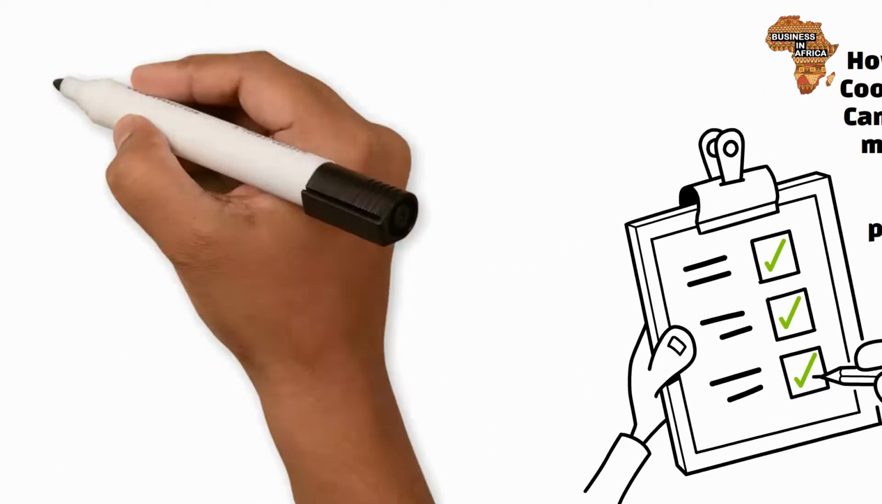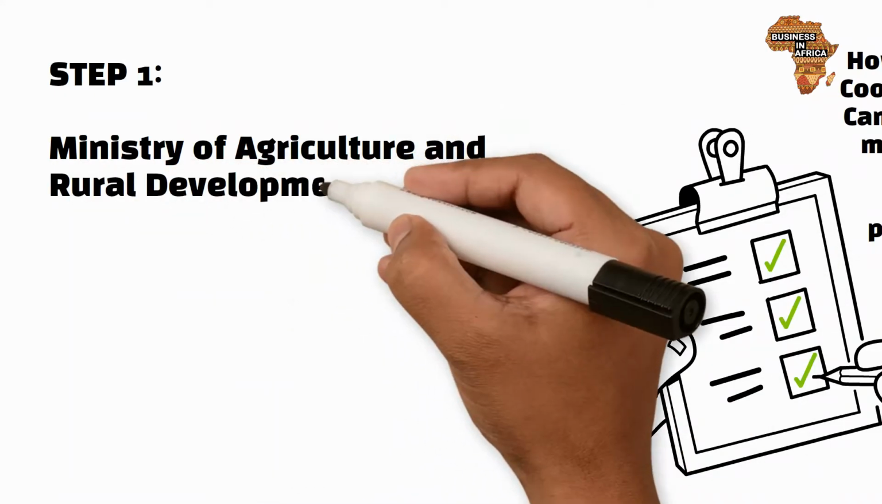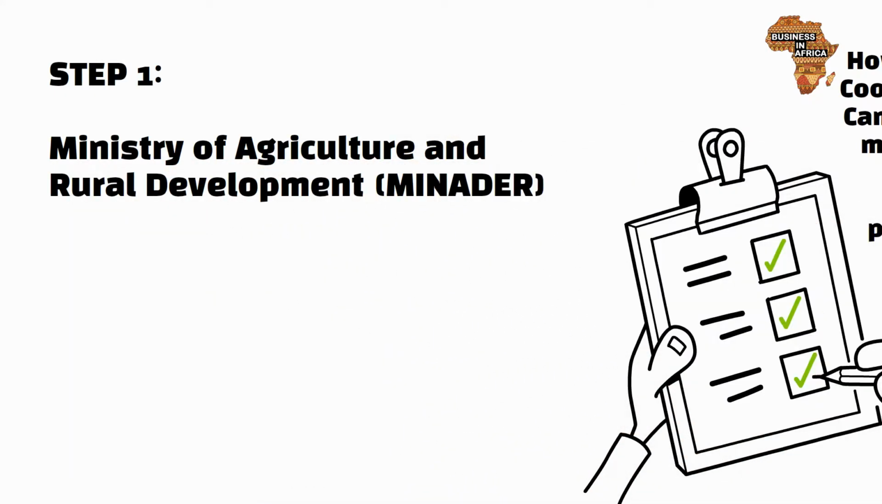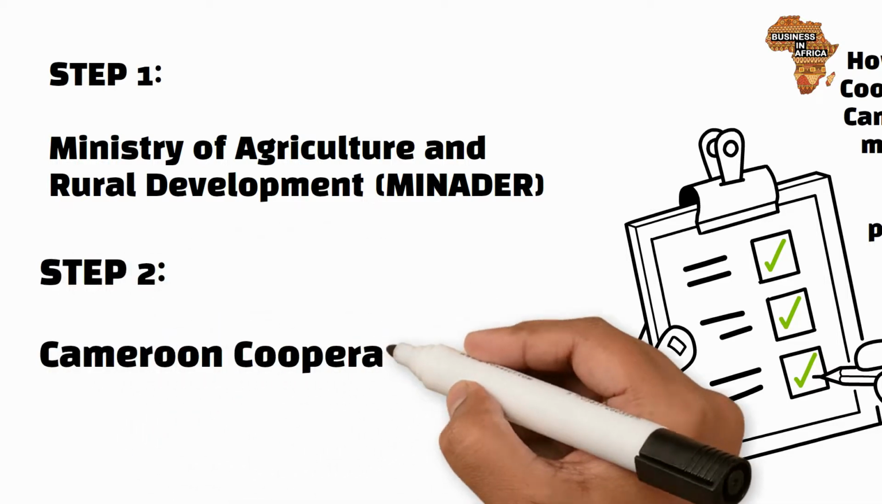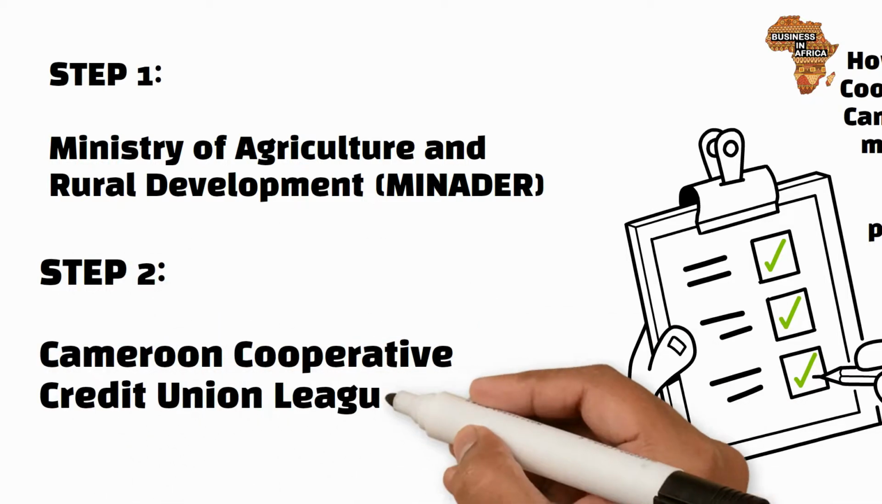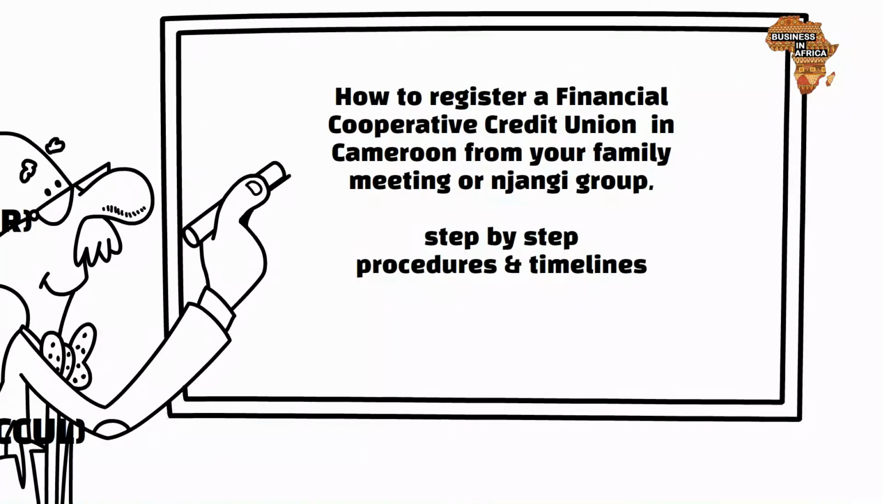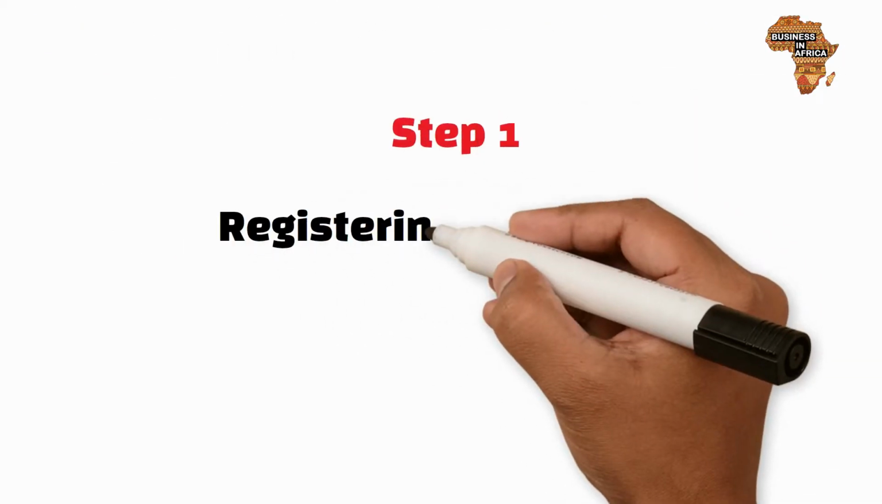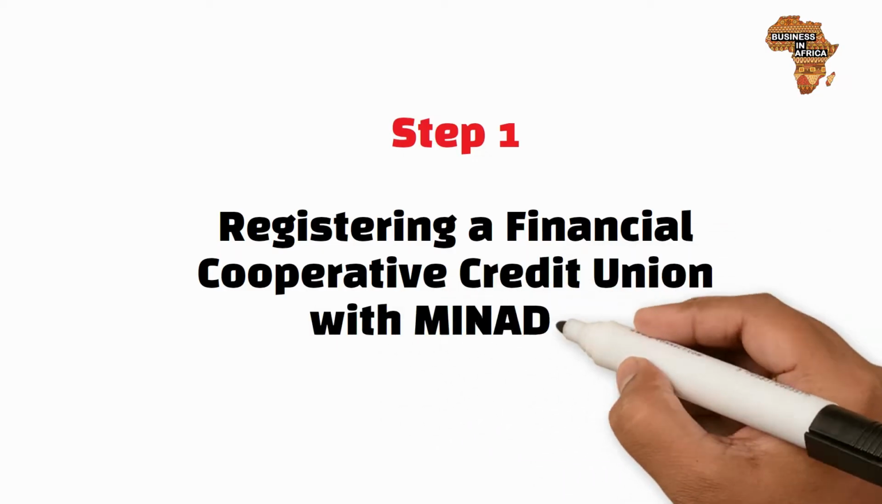First, registering with the Ministry of Agriculture and Rural Development (MINADER), and then registering with the Cameroon Cooperative Credit Union League (CAMCCUL). Below is a detailed step-by-step guide with estimated timelines. Step 1. Registering a financial cooperative credit union with MINADER.